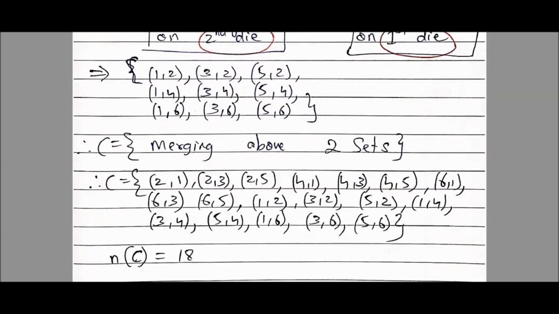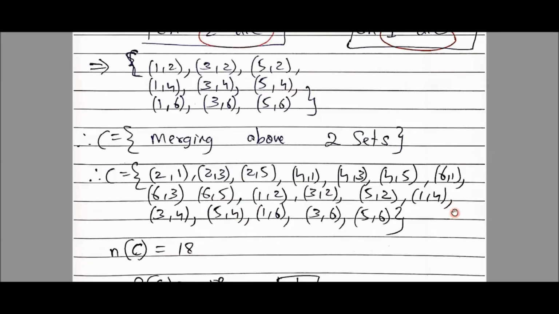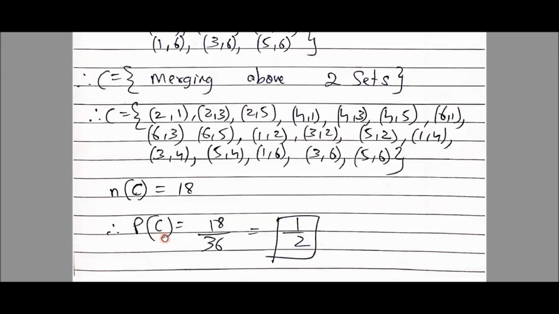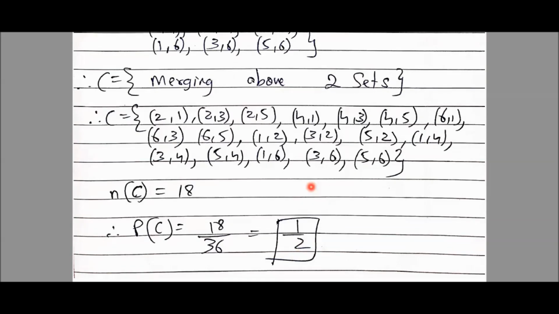Merging all of them together, each one was having 9 elements, so 18 elements. And the probability of the event C is 18 upon 36, which is 1 upon 2. Thank you students. The next part will be continued in the next video.